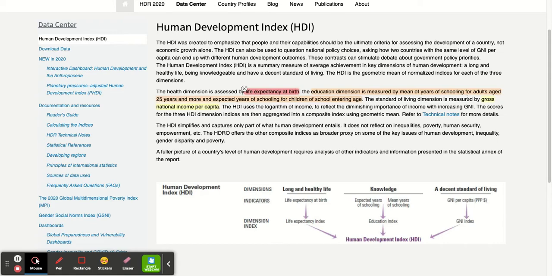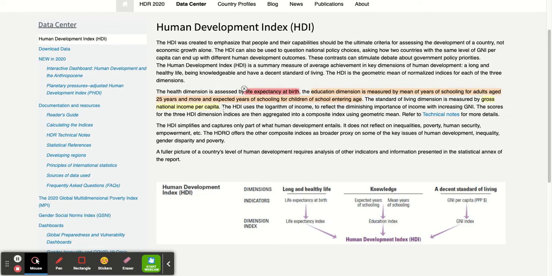The third part is the gross national income per capita. Per capita means essentially per person. So we basically take the national income for an entire country and we divide it by the population of that country. We come up with the GNI per capita. So they're the three parts that are put together.